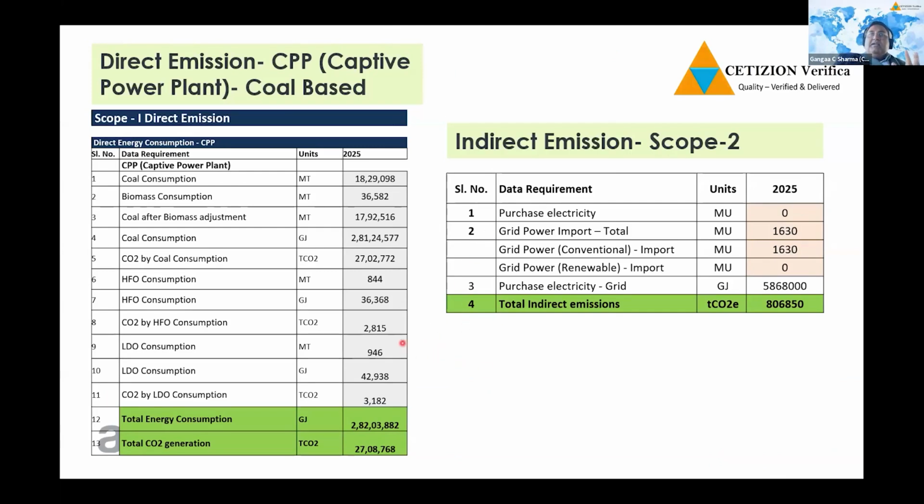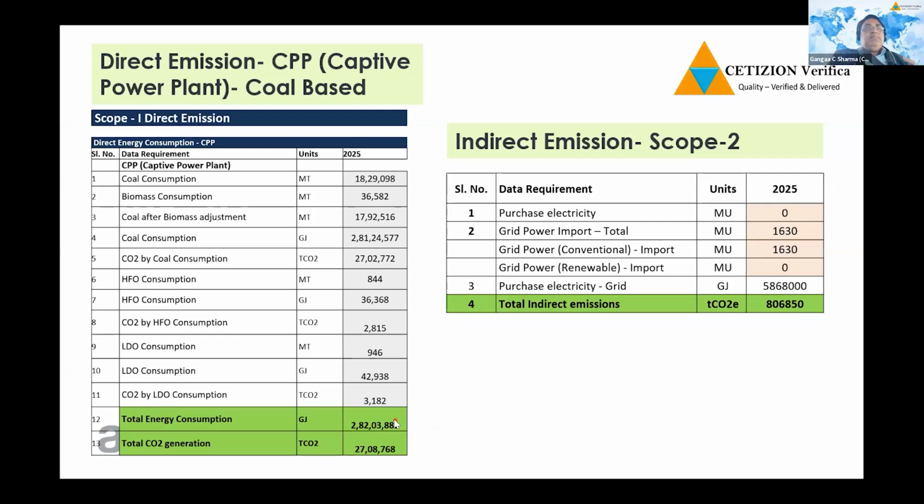On the right hand side, the indirect emissions are basically the purchased electricity. Generally, depending on the power mix, the location you are in, and the agreement you have with the utility, there could be different sources. So we take a typical example in an Indian scenario: a captive power plant, and we have conventional grid power import, purchased electricity, and then there is the total direct emission.